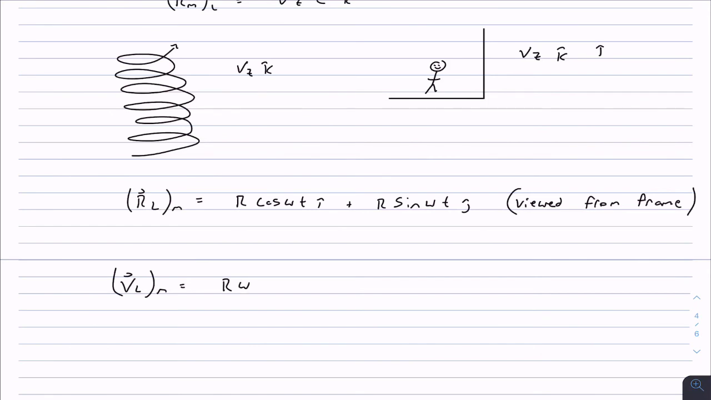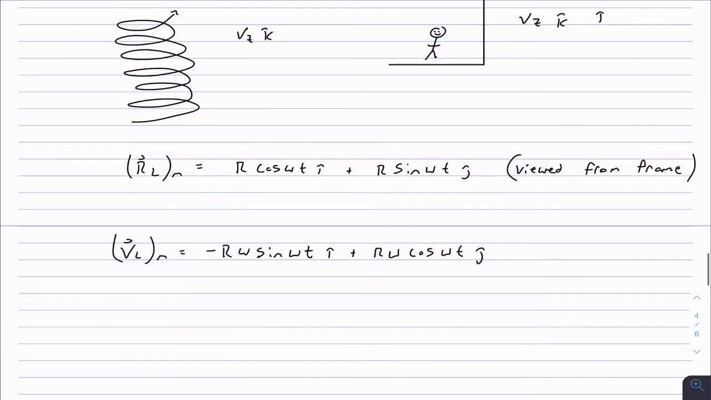R omega sine omega t i hat plus r omega cosine omega t j hat. That's the velocity of the particle as a function of time relative to the moving frame, or I would say from the moving frame. That's what I would describe that as. Sometimes the language can get a little confusing in physics textbooks, to be honest. We're almost done with this problem, so we'll probably get out a few minutes early.